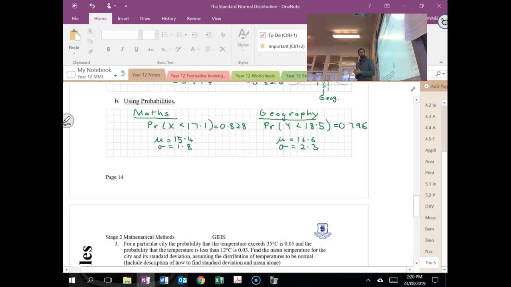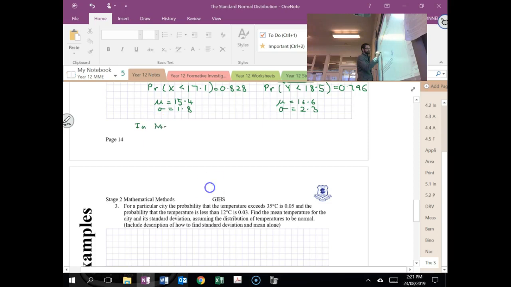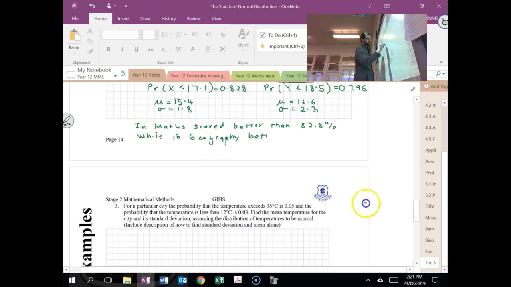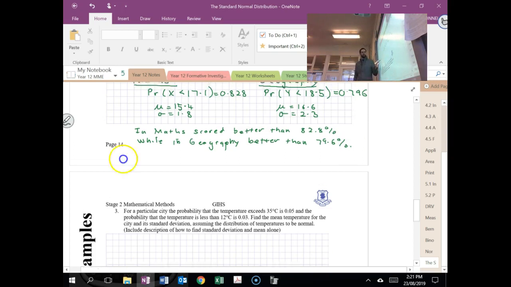Okay, having both those values, how does that help us compare scores? Well, what it says to us is that in maths, he scored better than 82.8% of the class. In geography, he scored better than 79.6% of the class, so he did better in maths because he scored better than more people. So at the end of the day, we can say he did better in maths.